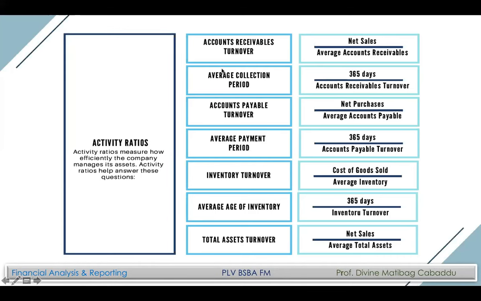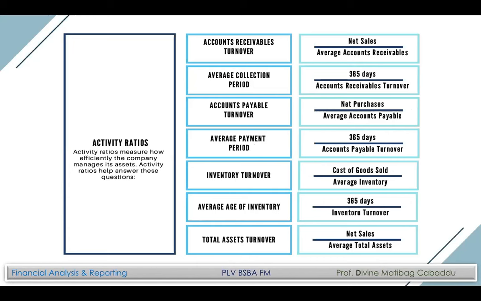Now, average collection period. How do we compute for average collection period? So 365 days, or depende if the given problem is 360 days, but if the problem is silent, we use 365 days divided by the result of your accounts receivables turnover. When it comes to average payment period, 365 days, your numerator, divided by the accounts payable turnover, yung result nito. And average age of your inventory, 365 days, divided by your inventory turnover, the result of this one. Okay? So pag sinabing average collection period, how many days does it take for a company to collect its accounts receivable?